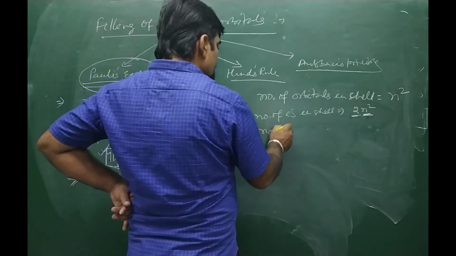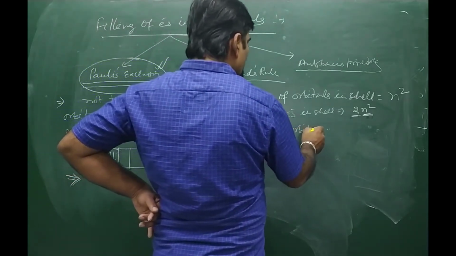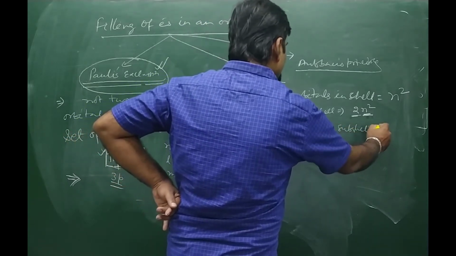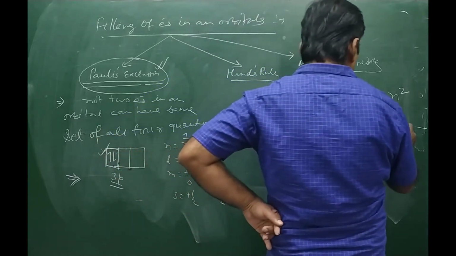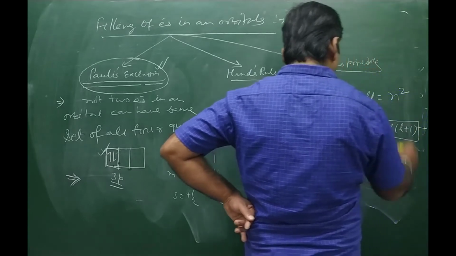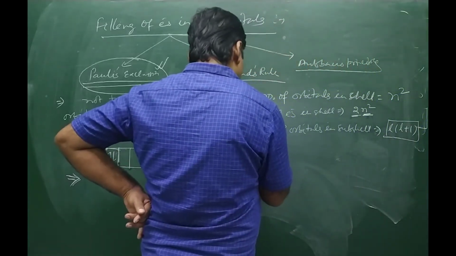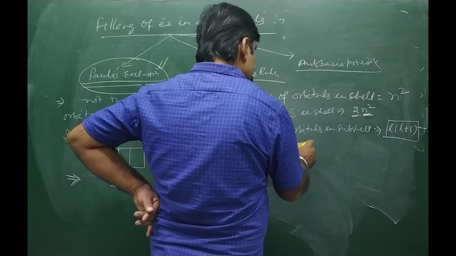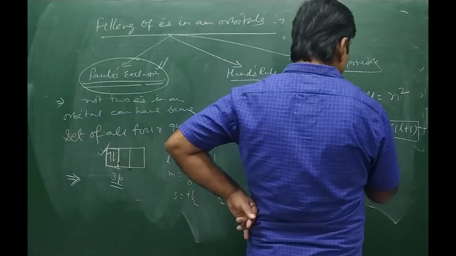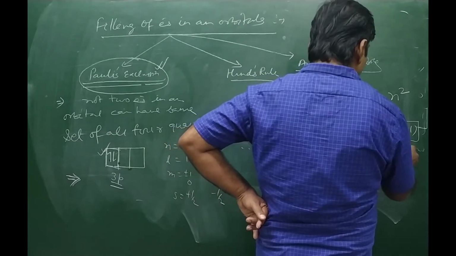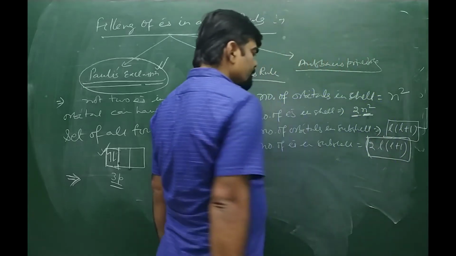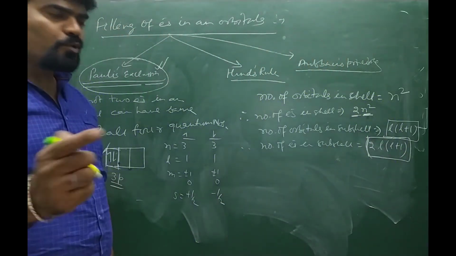Similarly, if you want to calculate the number of orbitals in a subshell, the number of orbitals in a subshell is equal to 2l plus 1. Then the number of electrons in a subshell is calculated as 2 into (2l plus 1), because each orbital will have 2 electrons.